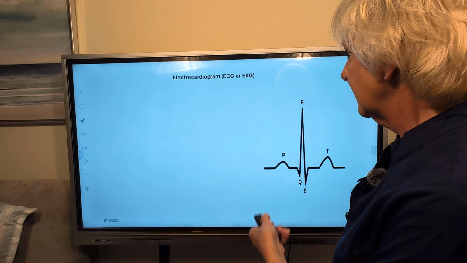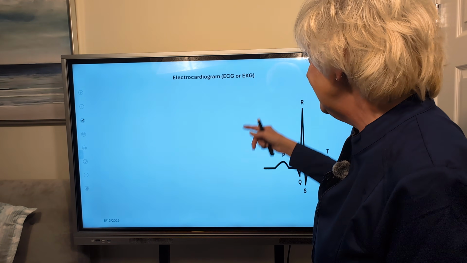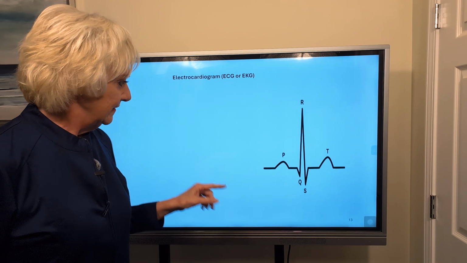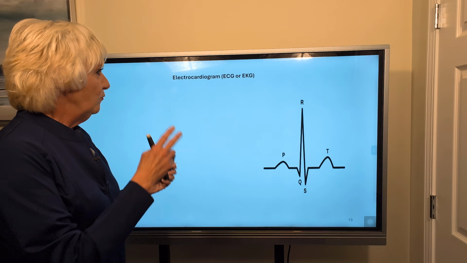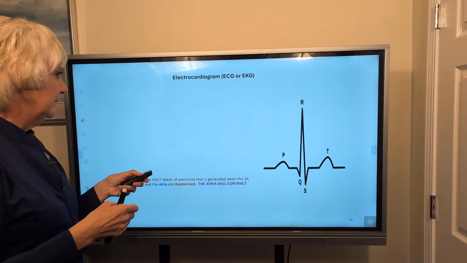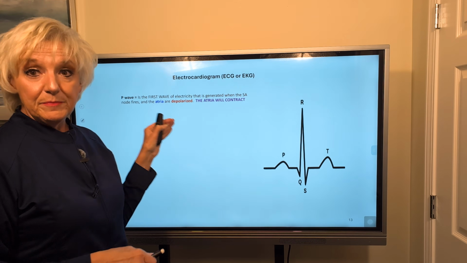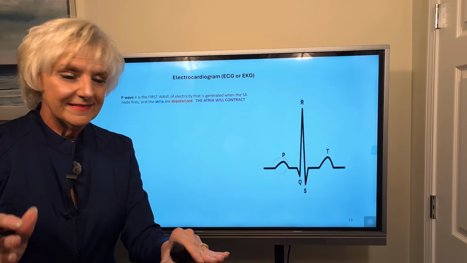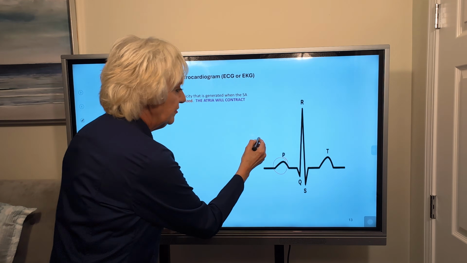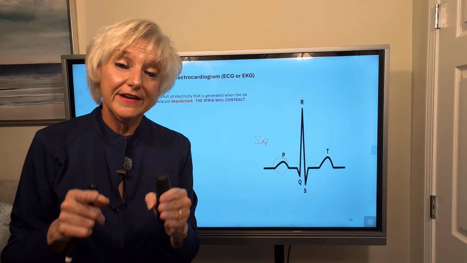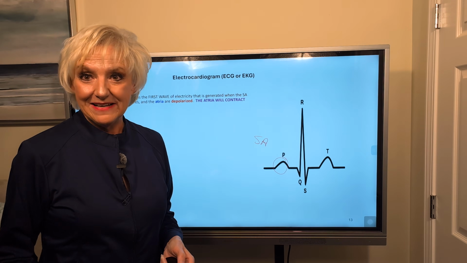So, the electrocardiogram, or the ECG or EKG, is going to show you these two humps and a spiky thing. And we need to know what they represent. It's not hard. Please, this is not difficult. The first thing you see is the P wave. That's right here. That is your SA node firing, and the top chambers called the atria are depolarized and they will push. That is what that P wave means.